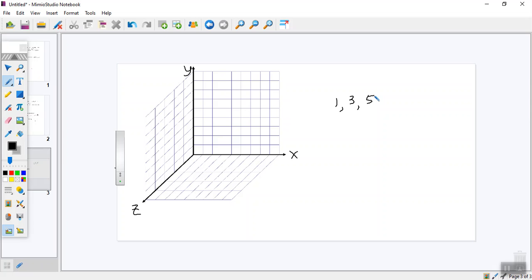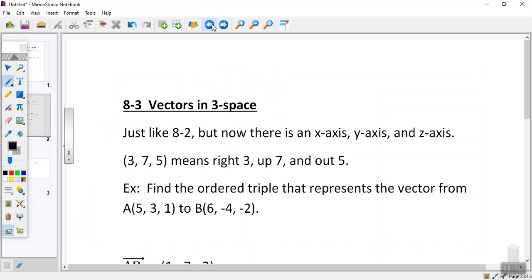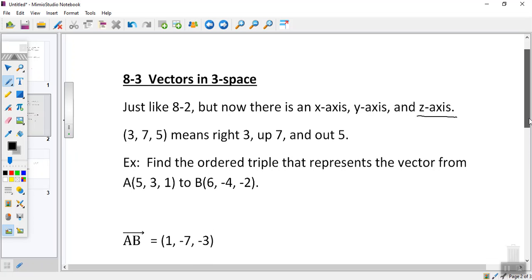Okay. So, like I said up here, like 8.2, but now there's going to be considered a z-axis in this. So I'm talking about 3 dimensions. So 3, 7, 5 means right how much? 3. Up 7 and out 5. Okay? And that positive 5 means it's coming forward to us. All right? So kids, here's the question.